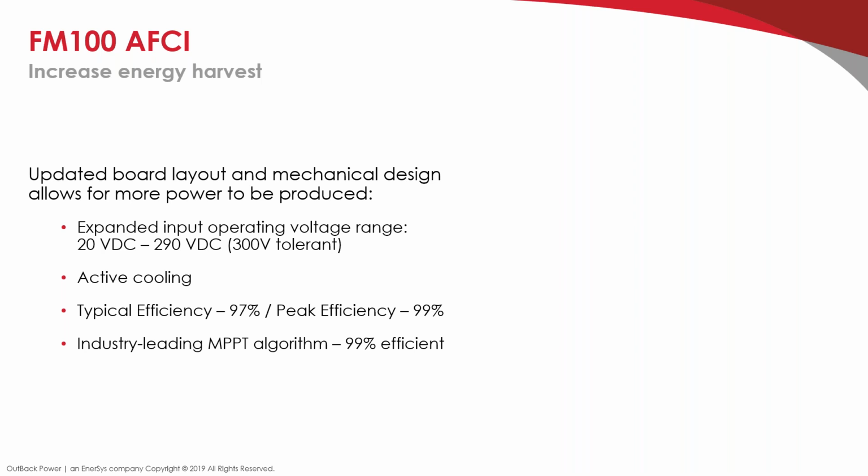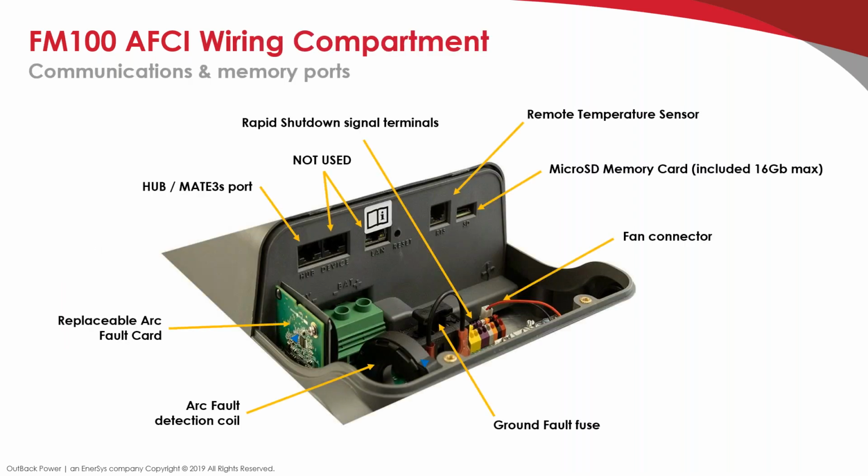Unlike some companies that list their voltage specifications including the battery voltage, or well beyond their actual operating voltage, our operating voltage and our voltage tolerance is pretty much the exact same range. So you can really put 6 or 7 modules in series on this product, and you'll get all of that energy coming out. Active cooling and industry-leading MPPT algorithm, of course, what you'd expect from OutBack.